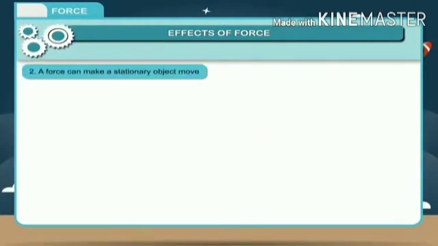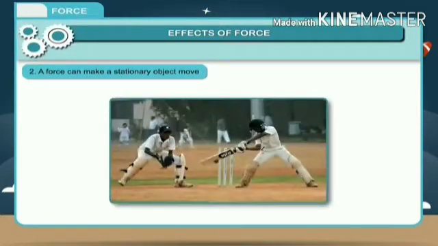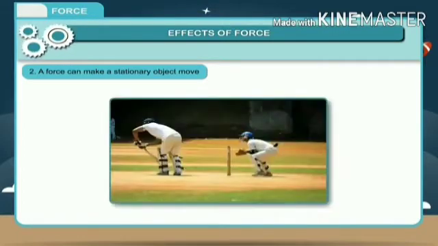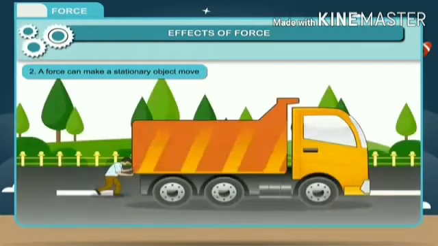2. A force can make a stationary object move. For example, when you hit a ball with a cricket bat, it moves. The force can increase the speed of a moving object if the force is applied in the direction of motion of the object. However, it is not necessary that a force will always make a stationary object move. For example, if you push a heavy object like a bus or truck single-handedly, it will not move. These objects remain stationary because the force applied by us is not sufficient to move the body.